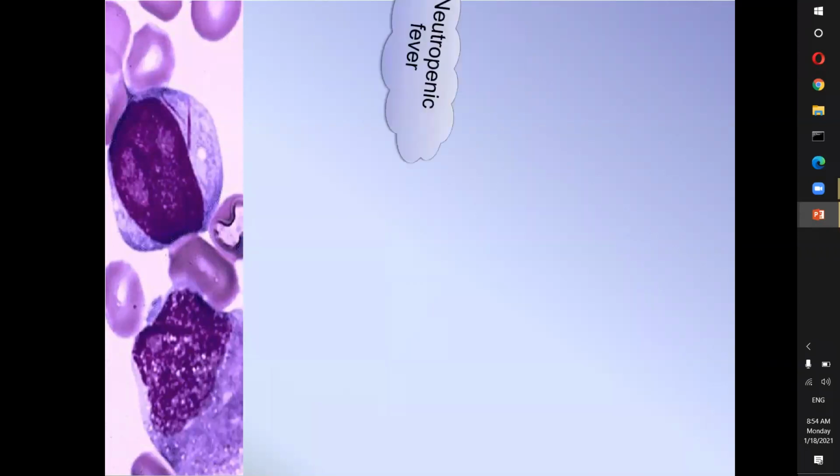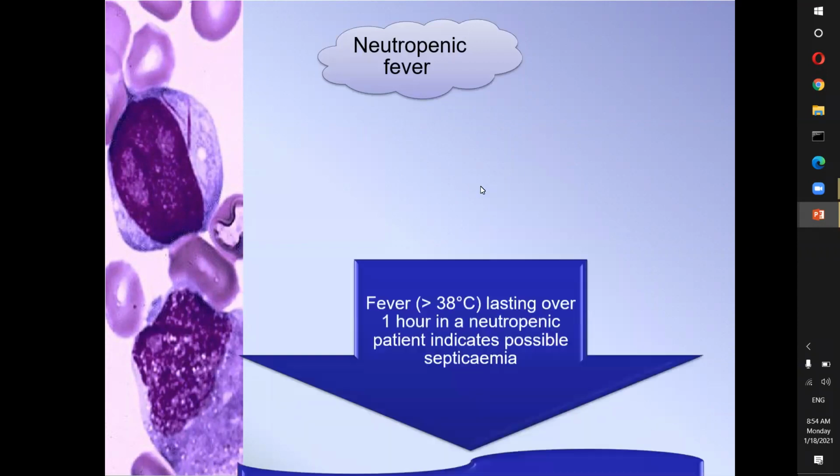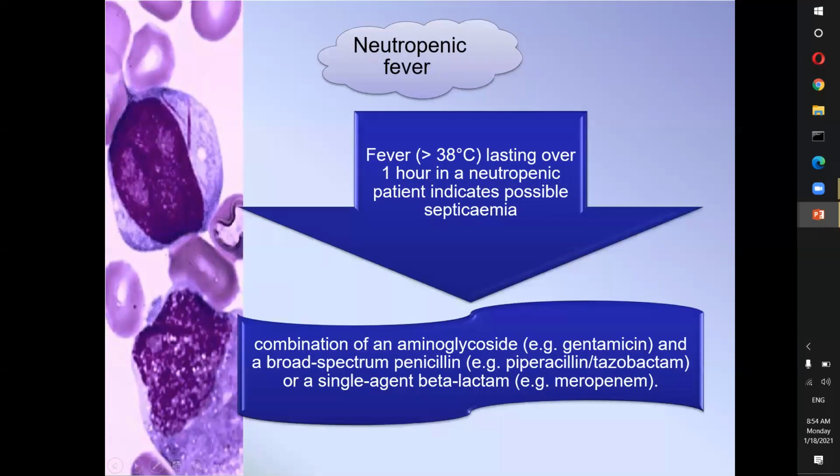So this is a diagnosis of what we call a neutropenic fever. Fever more than 38, lasting more than 1 hour. Neutropenic patient. When you face this, it is a super emergency situation. Neutropenic fever.